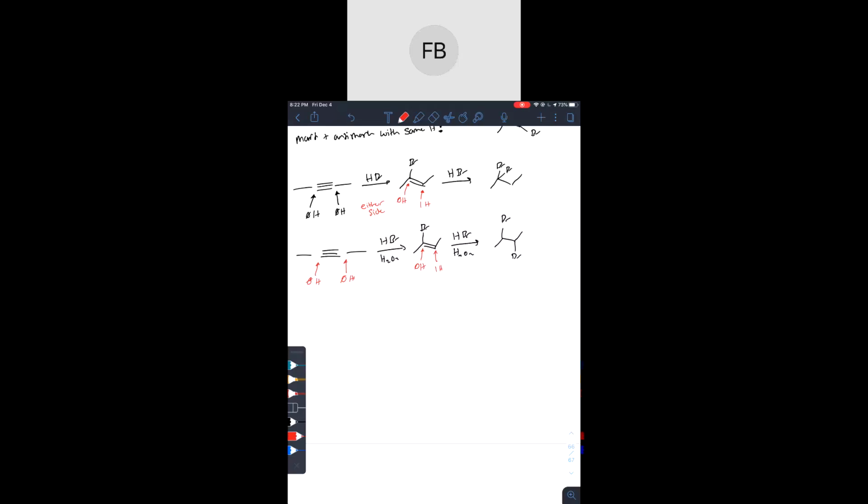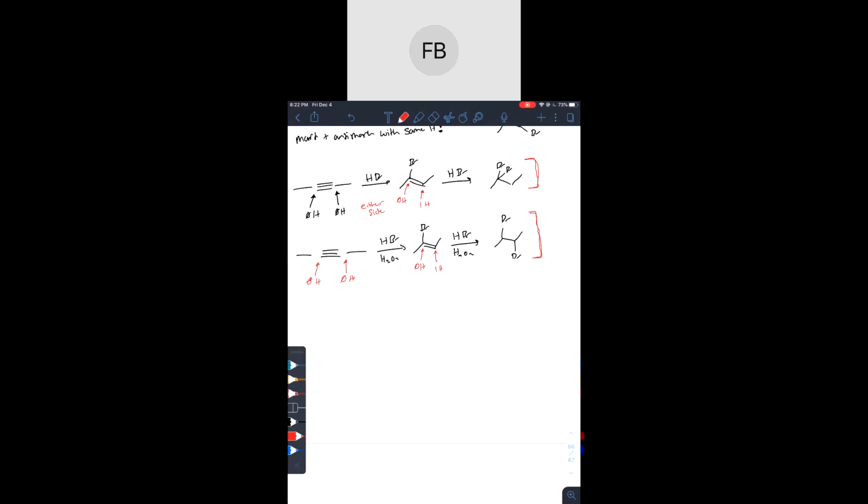So something that I noticed: if you're the kind of person who likes to memorize certain things about organic chemistry, you can just memorize that if it starts out with uniform hydrogens on either side of a triple bond, Markovnikov is going to make it geminal to either side, and anti-Markovnikov is going to make it vicinal.